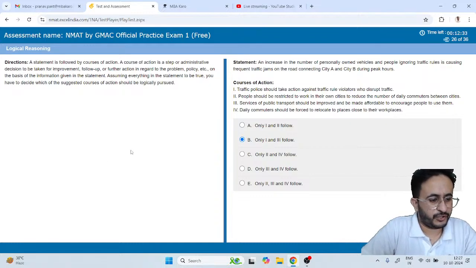So we see that there are a lot of questions on critical reasoning. Yes, you can see that around half of them have been from critical reasoning.